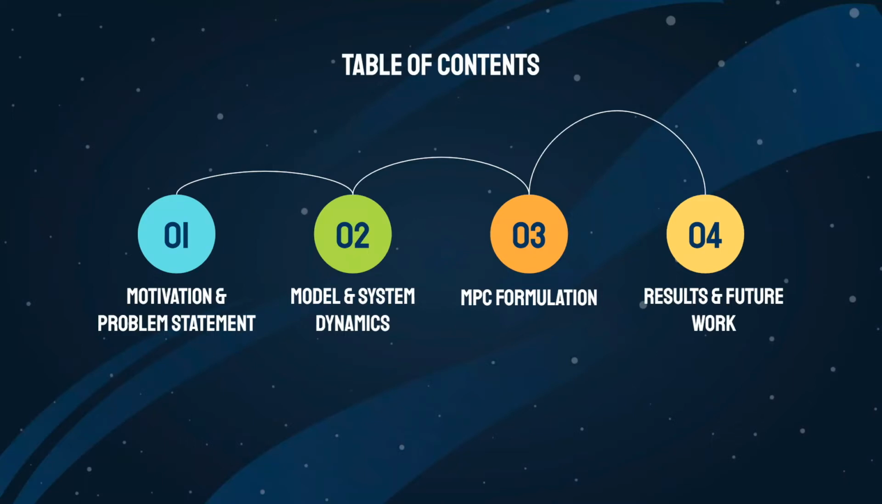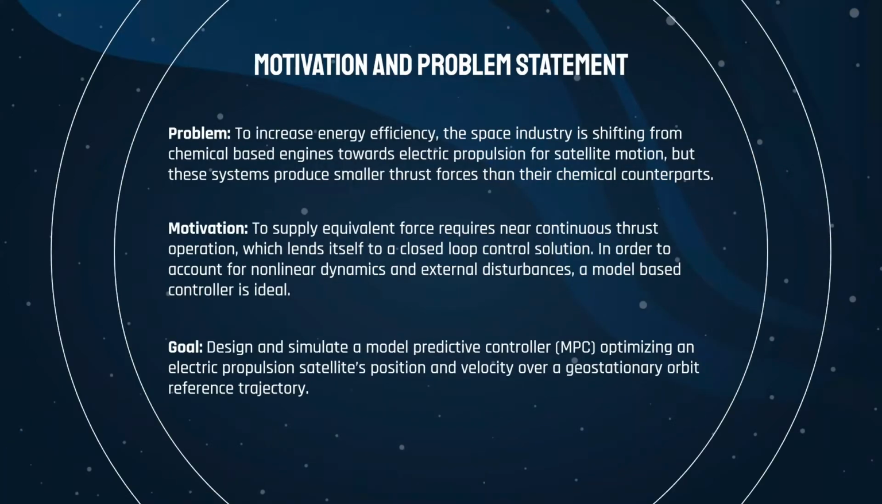So to start off with the problem, the space industry is basically shifting from chemical-based engines to electric propulsion for satellite motion, but these electric systems produce smaller thrust forces and thus require closed-loop control to operate well. Our goal is to basically design and simulate a model predictive controller that can optimize this type of satellite's trajectory, specifically the geostationary satellite.